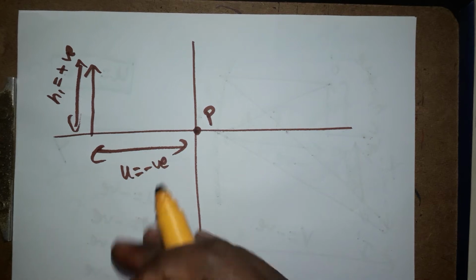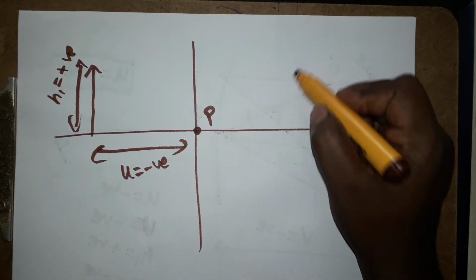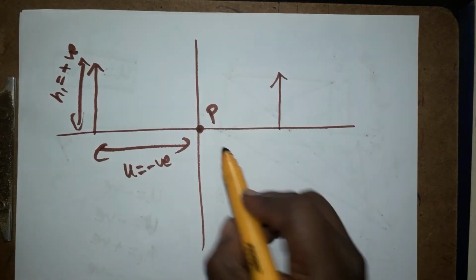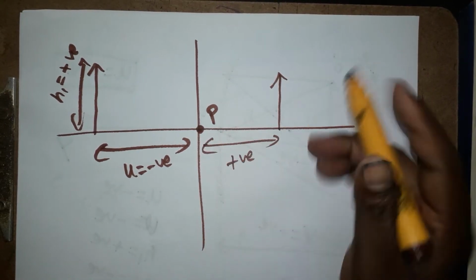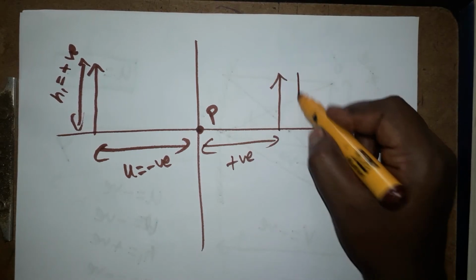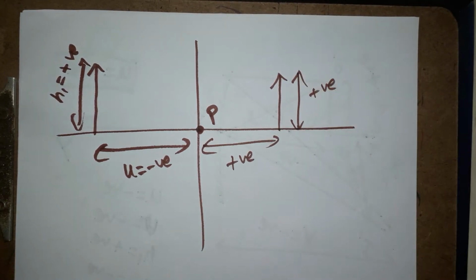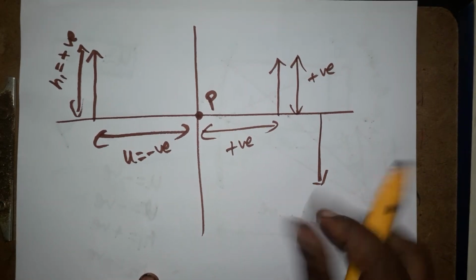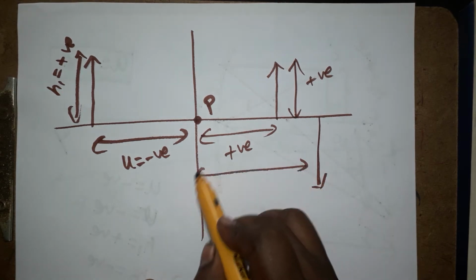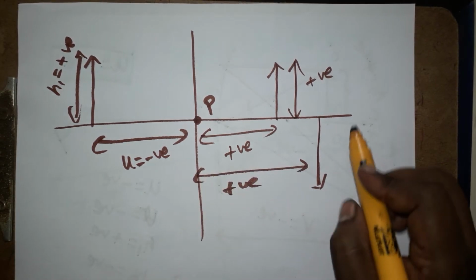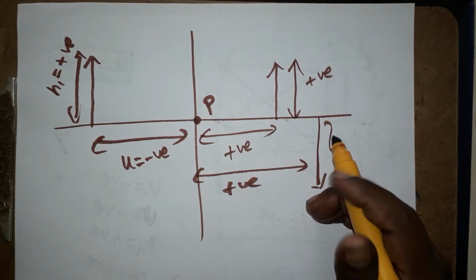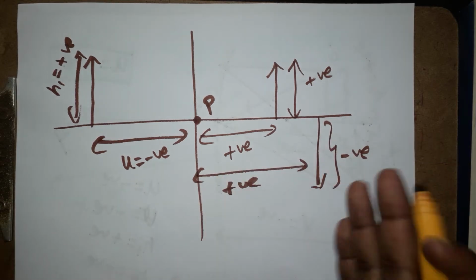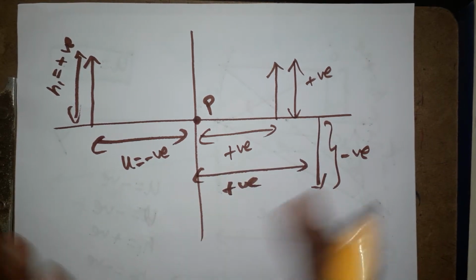Now imagine the image is formed here. So what is the image? Image distance is on the right side of the pole center, which we take as positive. Image height above the principal axis, the height of the image, is going to be positive. Okay, I'll take another example. In case the image is formed here, image distance is positive. If the image height is below the principal axis, the image height is going to be negative.